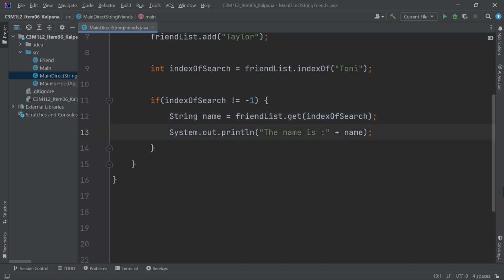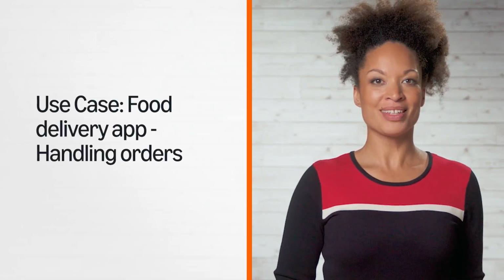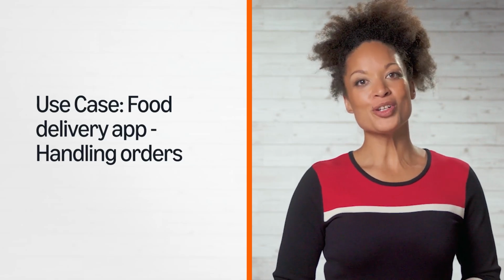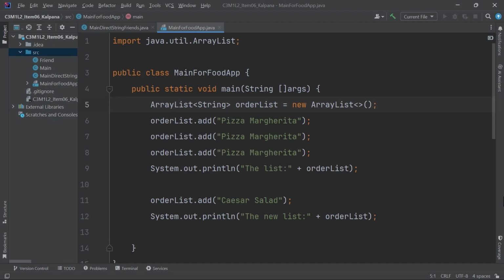The same can be applied to the friend object. Remember, this will work only because you had overridden the equals and hashcode methods to compare by the properties. Let's now focus on the food delivery app example. In a food delivery app, orders can be added, removed, or adjusted before finalization. ArrayLists manage these frequent updates with ease, providing the flexibility necessary for dynamic order management.